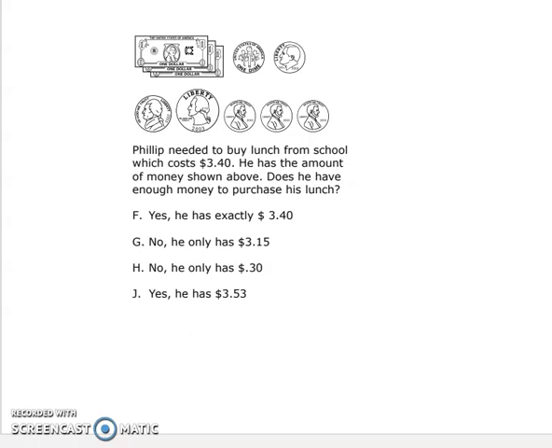So it says that Philip needed to buy lunch from school, which costs $3.40. He has the amount of money shown above. Does he have enough money to purchase his lunch?